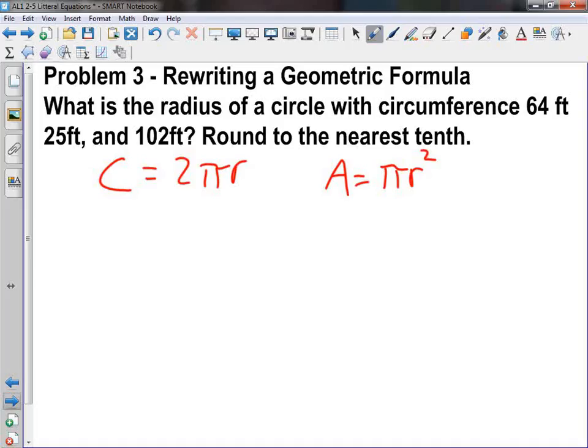So here we have circumference is equal to 2 pi r, okay? What do I want? What are they asking for? The radius, right? What is the radius? So which variable do I want by itself? R, radius, okay? So how am I going to get r by itself? So I need to get rid of the 2 by dividing 2 and pi, good. And I need to divide by 2 pi over here. R is equal to c over 2 pi.